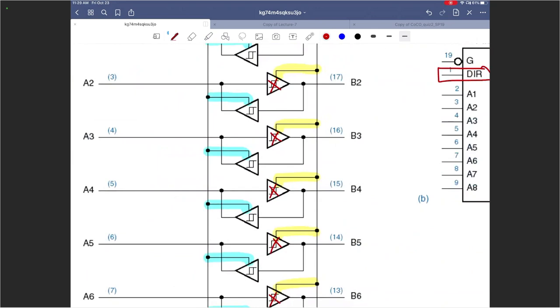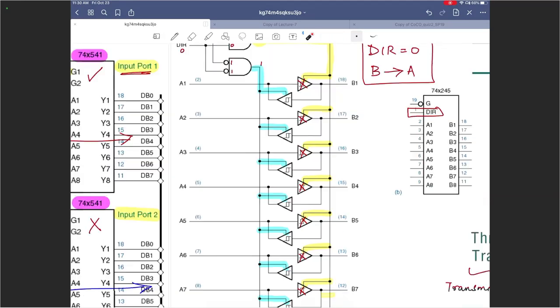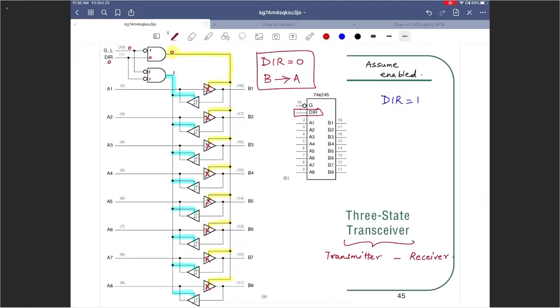You see this? You can take any one of the cases and you can see B3 can now go to A3 because this particular tri-state buffer is enabled. This guy is disabled, so that's cut off from the chip. And similarly, we can do the other case.